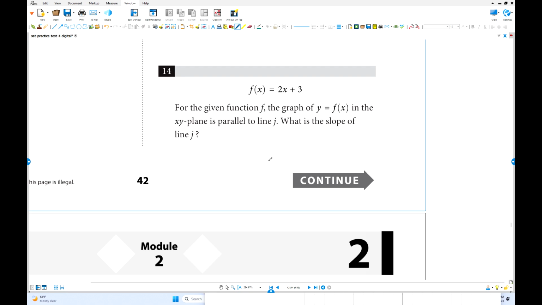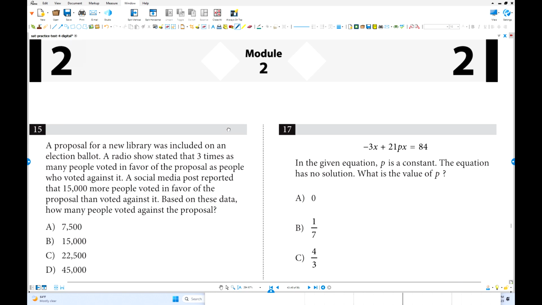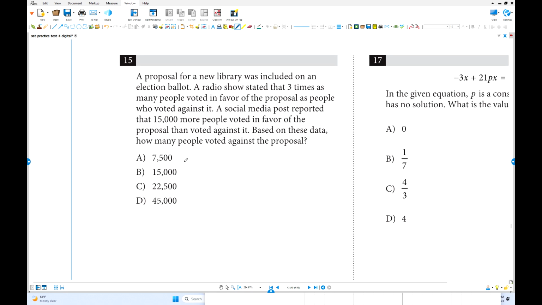Here is number 14. What's the slope of J? This is a pattern, right? Same as this one. Okay? Slope same as this two, okay? So 2 is the answer, okay? Same slope. That's the pattern.